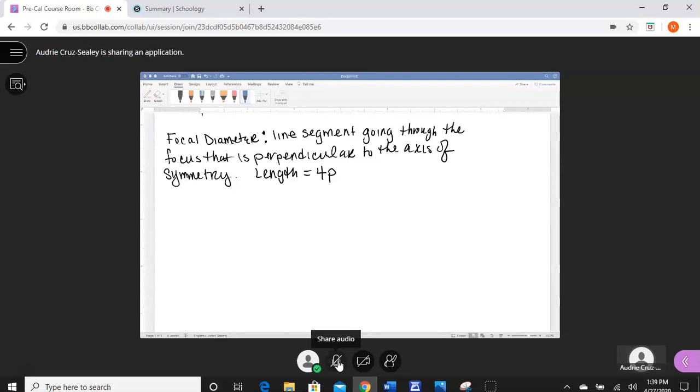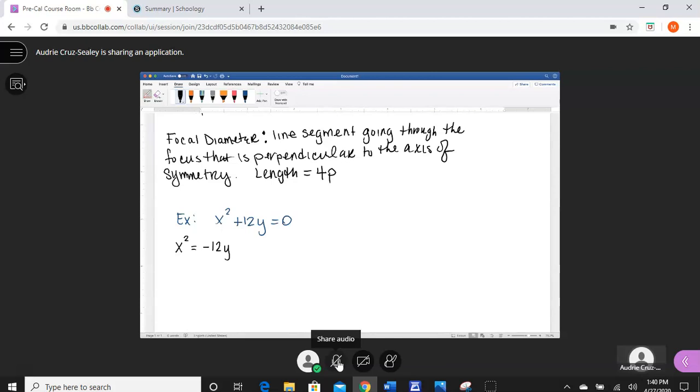Okay, so let's try a problem. The first example is x squared plus 12y equals 0. The first thing I would do is get this into standard form, which means whatever is squared needs to be by itself. So x squared equals negative 12y. All I did was move the 12y over. When you're dealing with parabolas, it's best to get whatever is squared by itself.